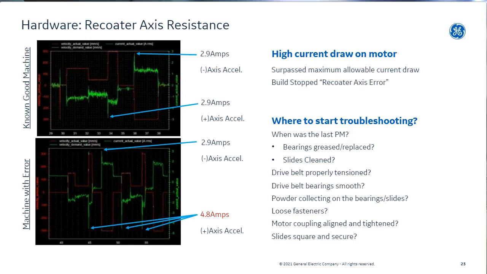Recoater access resistance. I know I've experienced this in both RCAM and laser. You've got bearings and a motor driving this recoater back and forth, and the bearings get dirt and debris. You've got a lot of metal powder and a lot of different things going on in this process, and keeping them clean and greased properly is very important.